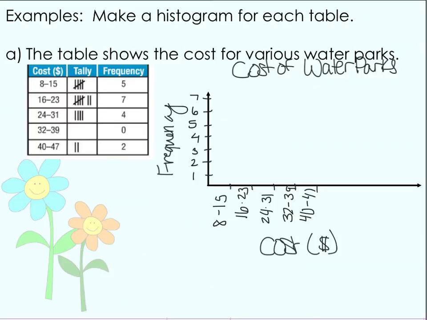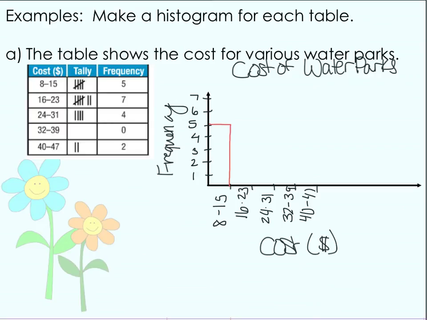And now we're actually going to put our bars in our graph. Remember that our bars have to touch and they have to be the same width. So my first bar for 8 to 15 has a frequency of 5. So here's what I do. I just start at 5 and I go across until I get to my hash mark and I go down. You don't need to worry about shading it in. You can choose to, but most people just leave their bars open.